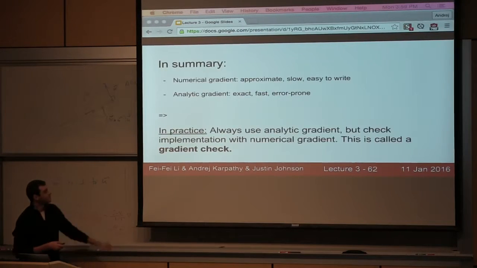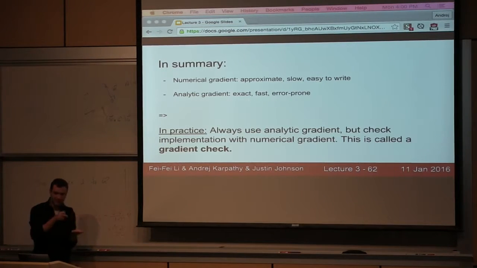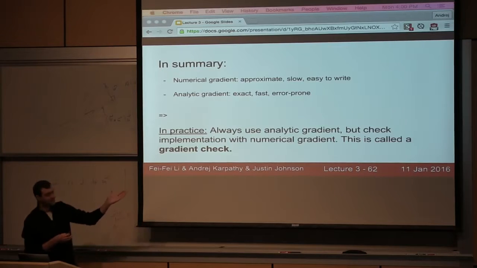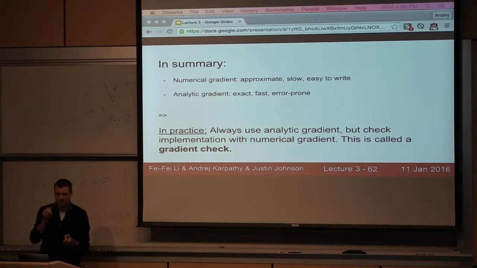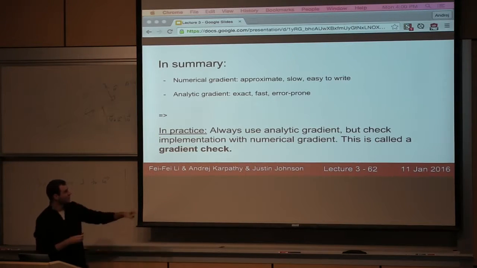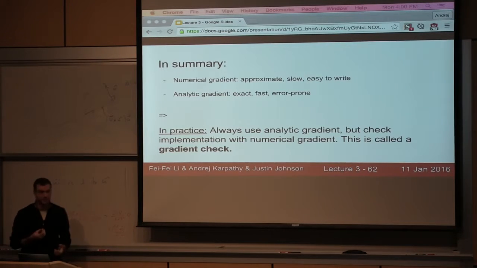So in summary, the numerical gradient is approximate and slow, but very easy to write because you're just doing this very simple process for any arbitrary loss function to get the gradient vector. For the analytic gradient, where you actually do calculus, it's exact, with no finite approximations. It's very fast, but it's error prone because you actually have to do math, right? So in practice, what you see is we always use the analytic gradient. We do the calculus and figure out what the gradient should be. But then you always check your implementation using a numerical gradient check, as it's referred to.